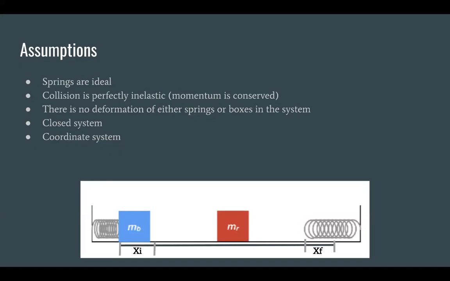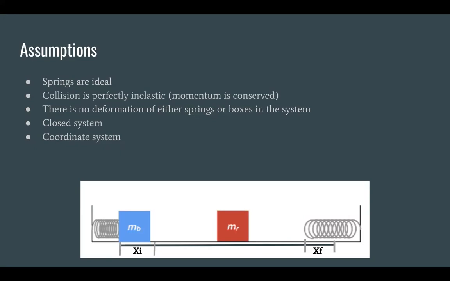Going into our assumptions, we're assuming that the springs are ideal, meaning they are massless and uniformly tense throughout the entire spring and don't react differently based on different compression, and they perfectly follow Hooke's law and are constant in their movements. We're also assuming the collision is perfectly inelastic due to the blocks sticking together, meaning momentum is conserved and we won't have to calculate out any loss of force or energy in the equation. We're also assuming there's no deformation of either springs or boxes in the system, meaning we don't have to calculate any loss of momentum to changing shapes or bending of items.